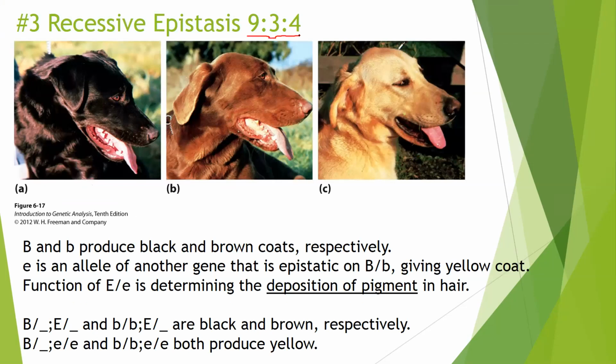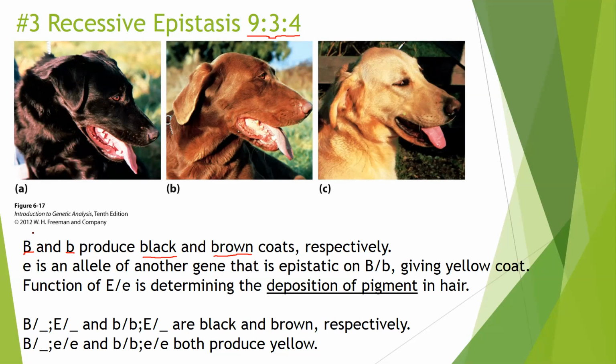Okay, this is another example. As you can see, the same ratio, 9:3:4. In dogs, there are two genes. One is the B gene, the capital B and the lowercase b. This gene determines the color of the coat. The big B will give a black coat for the dogs, and the little b will give a less dark, brown coat in dogs.